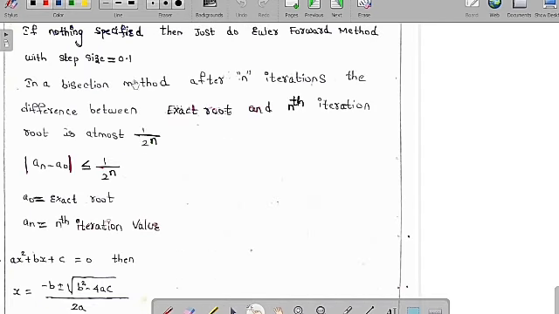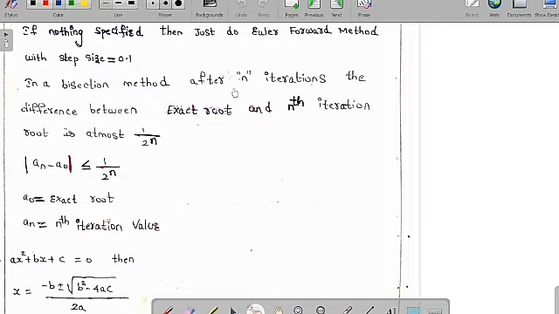If nothing is specified, then just do the Euler forward method with a step size of 0.1. See, in the questions they are going to give a differential equation dy by dx equal to f of x comma y. They are going to give the initial condition x naught, y naught, and ask you what is y1 for x1. They are not going to mention any method. Then by default it indicates that you should use the Euler forward method. If they have not given any step size either, you can assume it is 0.1.